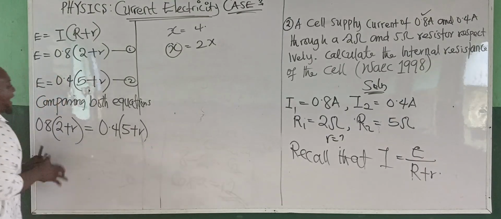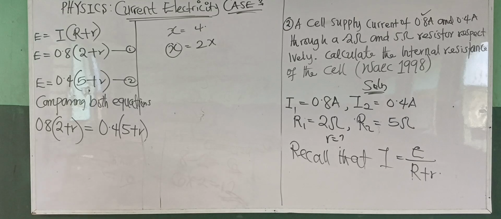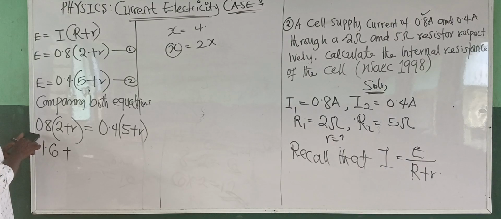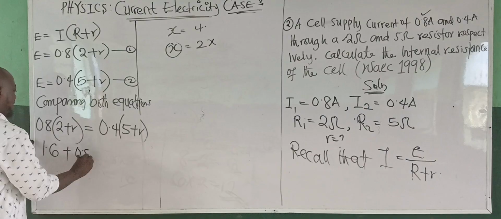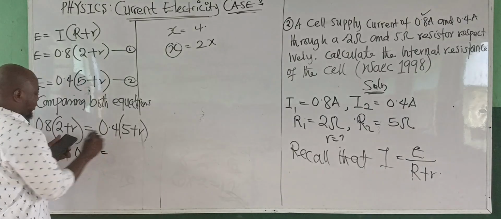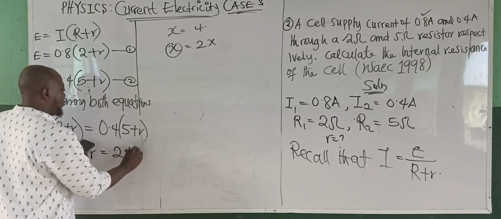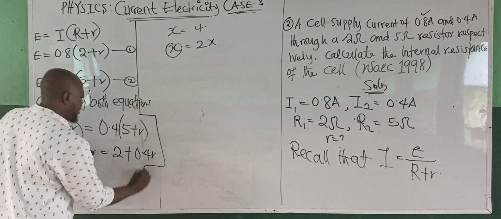So what do I have here is that I'm going to open my bracket. If I do that, opening my bracket, I will have 0.8 times 2. This will give me 1.6 plus 0.4 times 5, which gives 2, plus 0.4 R. This is what I'm having here.